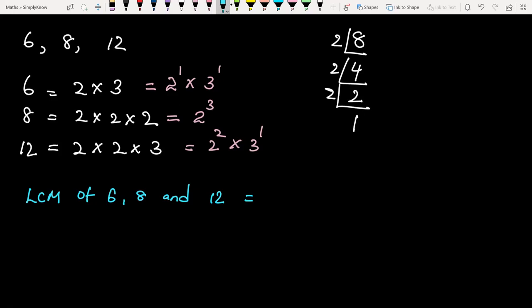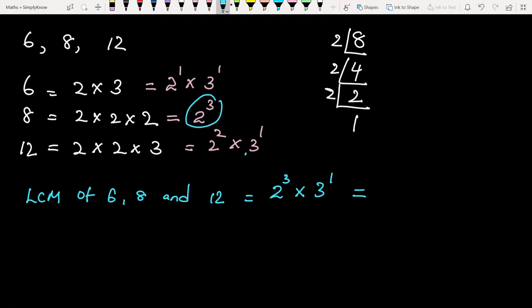We got 2 prime factors here, 2 and 3. So what is the greatest power of 2? It is 2 to the power 3. So we have to have 2 to the power 3. What is the greatest power of 3? Here 3 to the power 1 and 3 to the power 1. So the greatest power of 3 is 3 to the power 1. And we have to have the product of these two greatest powers. 2 to the power 3 times 3 to the power 1.